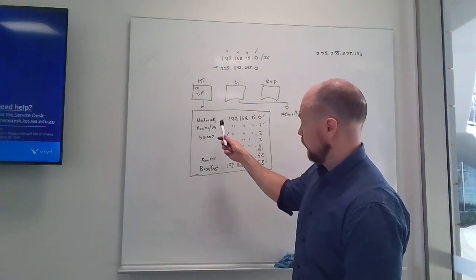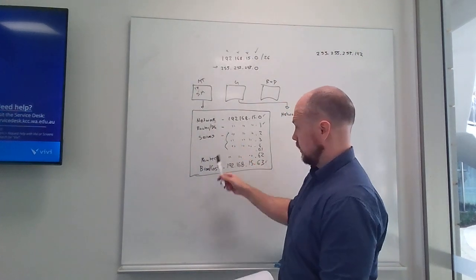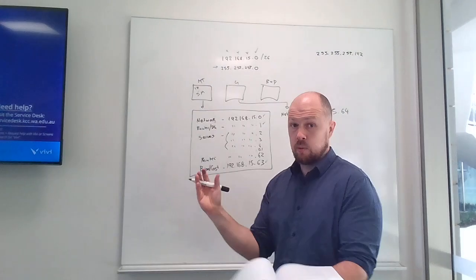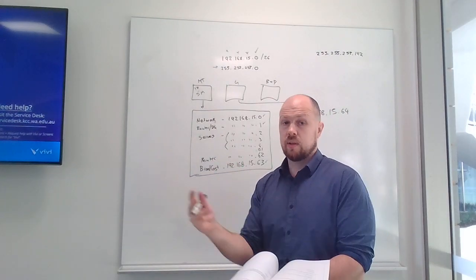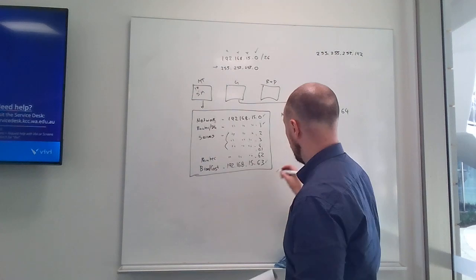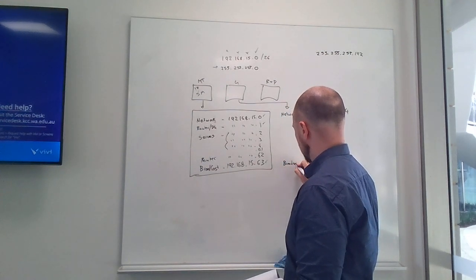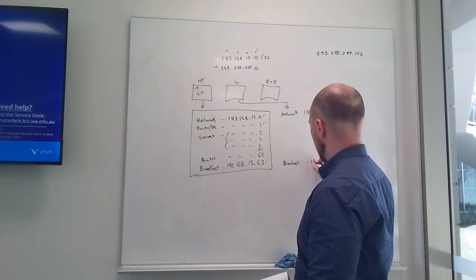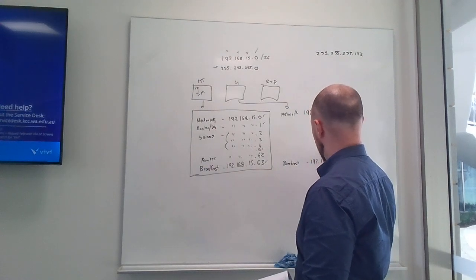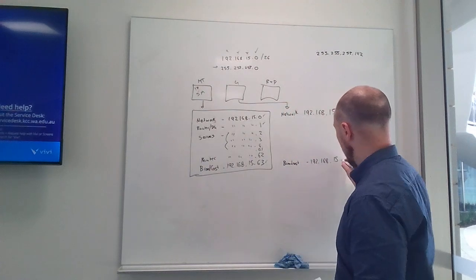Why? Because the very first address has to be our network address. So we ended our last one on 63 because that was the subnet end. So the next one starts on 64. So if you wanted to jump straight to the end and go, well, what's the broadcast address? Well, that would be 192.168.15 and then add 63 to that, which would get you to 127.